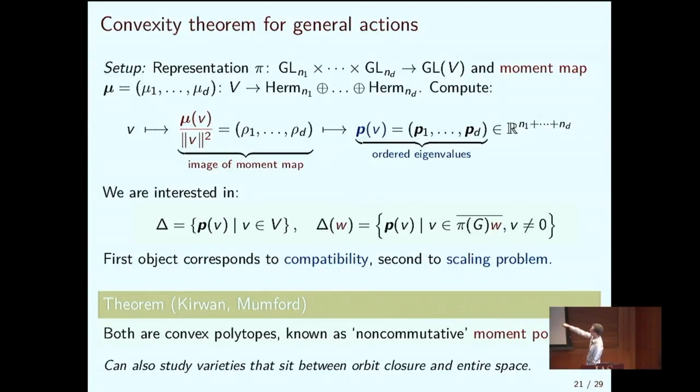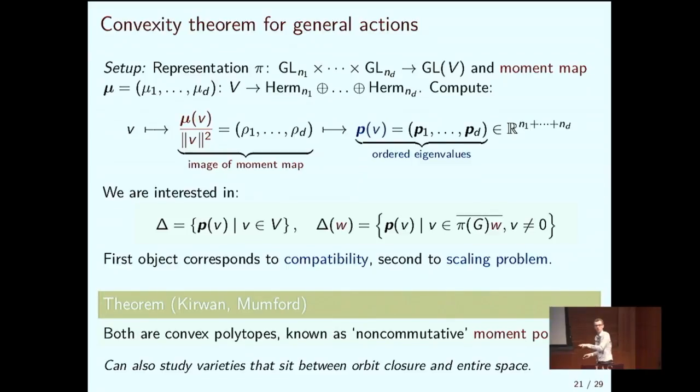As before, we want to normalize things. We want to basically make V norm 1. Because the moment map is quadratic, it means normalizing the moment map by the norm squared. So that's the first thing we do. We take our vector and compute the image under the moment map. We get a D-tuple of Hermitian matrices. But now we are not done. In the commutative case, we were done. But now we do a next thing.